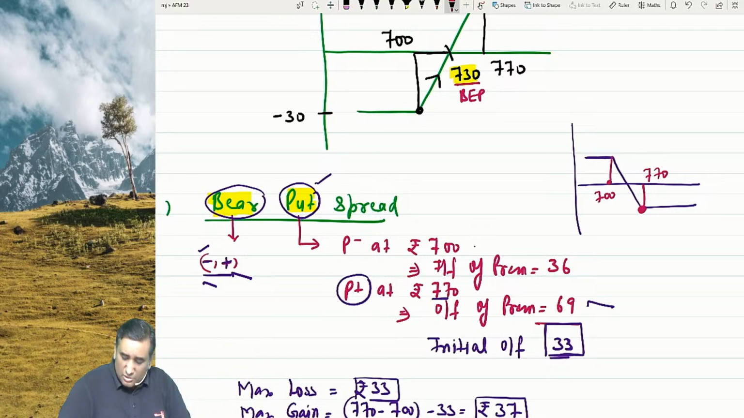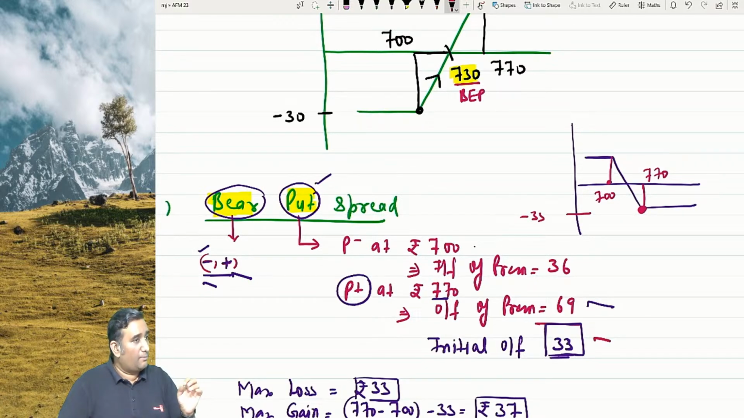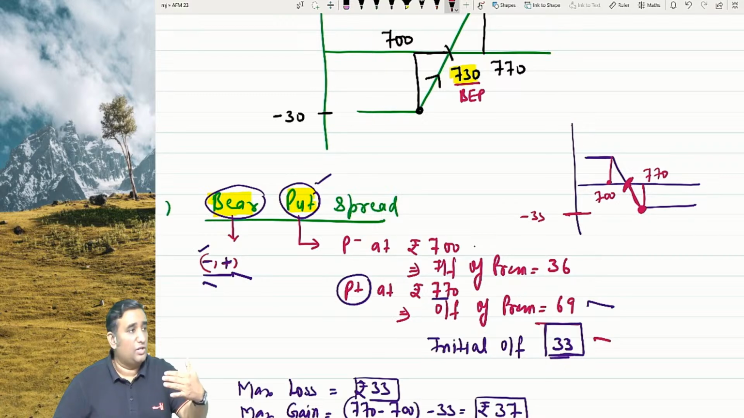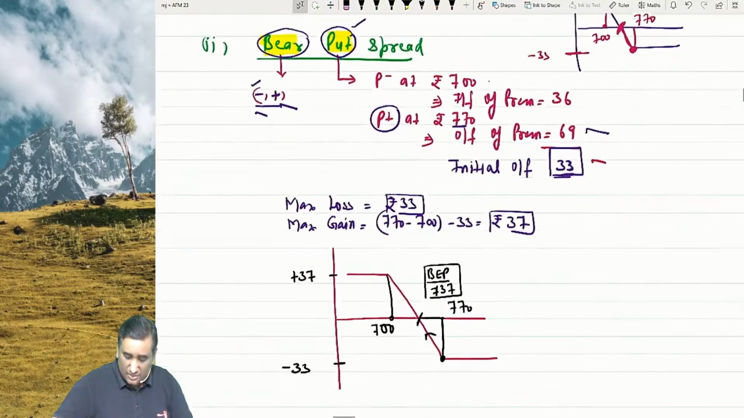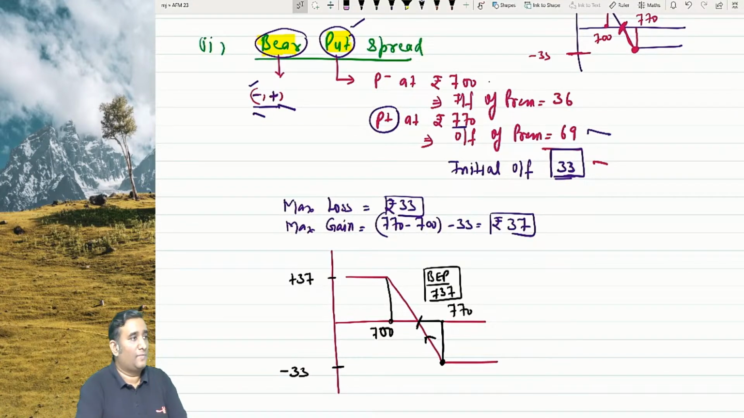At this point, how much loss are you in? Minus 33. Now, falling prices giving profit or upside prices? Falling. Logically, how much should I fall from 770 so that I reach 0? You are at minus 33 at 770, you have to cover 33 to reach what? 0. How much should you fall? 33, you should cover up to 737. So your graphical presentation.